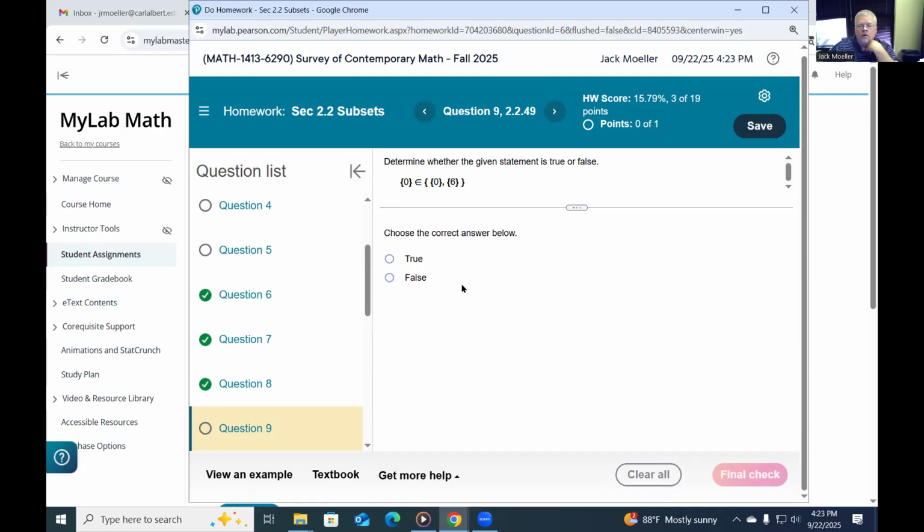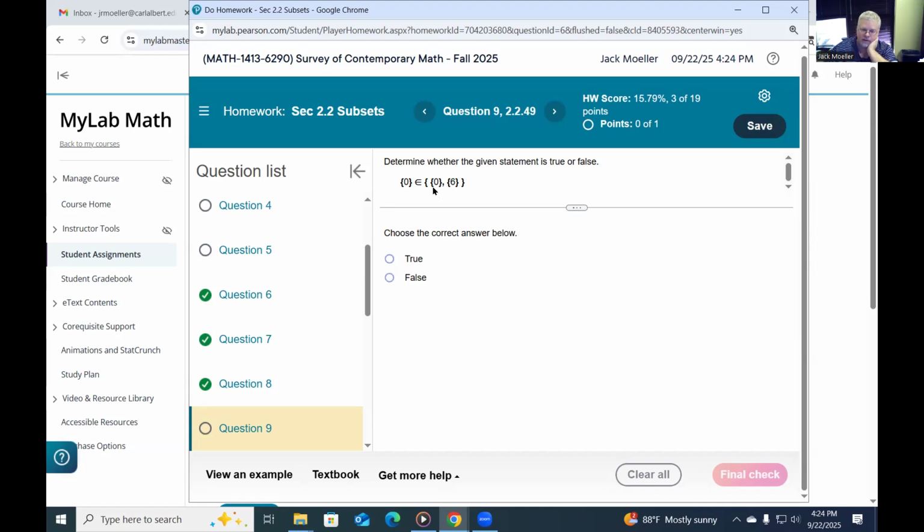All right. So determine whether the statement is true or false. And so this is the set 0. Is that an element of the set containing the set 0 and 6? See, this is where I think sometimes they try to get tricky with true and false. There's a set 0 over here, so that is one of the elements in that set.